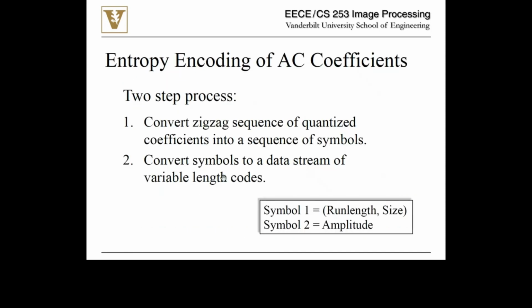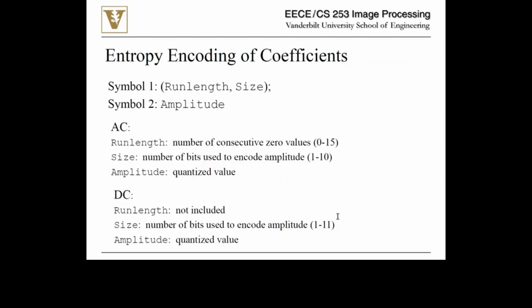to a variable length code. In this variable length code, we will have kind of symbols: a symbol that is run length and size, and the other symbol that is an amplitude. Okay, let's see this in more detail. For the AC, we have to say what is the run length, so the number of consecutive zero values, and the size that is used to encode the amplitude, and then the quantized amplitude.